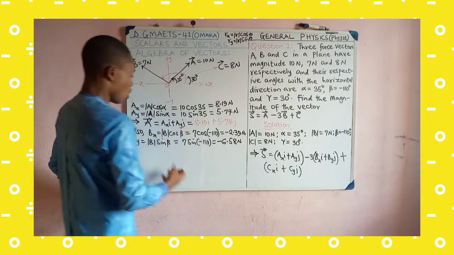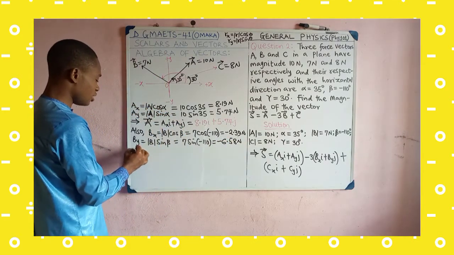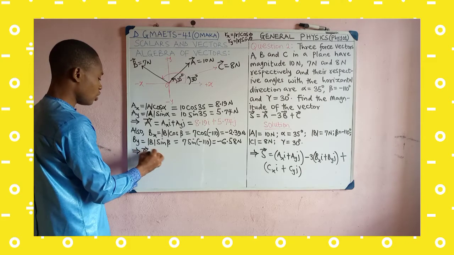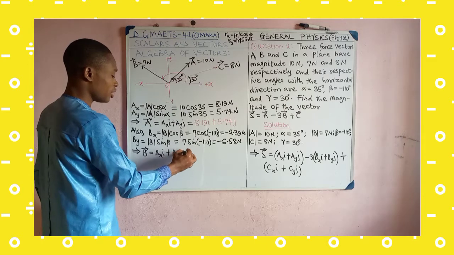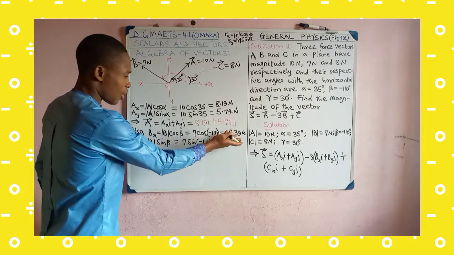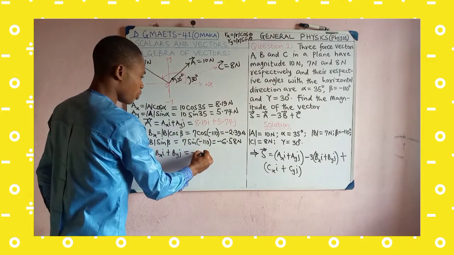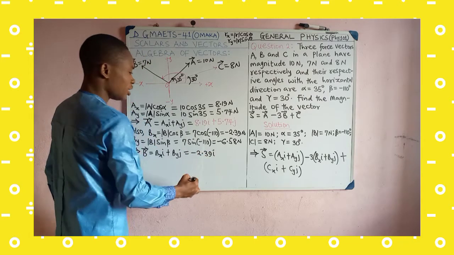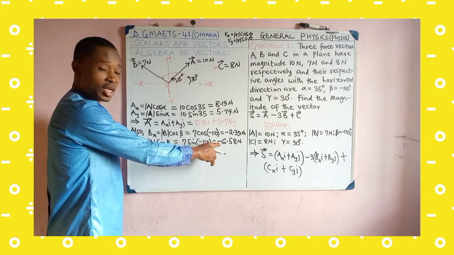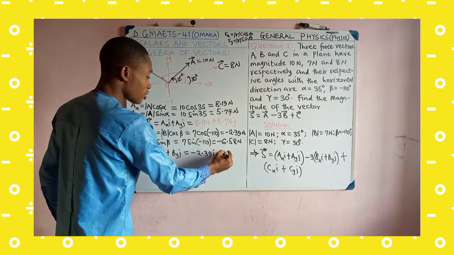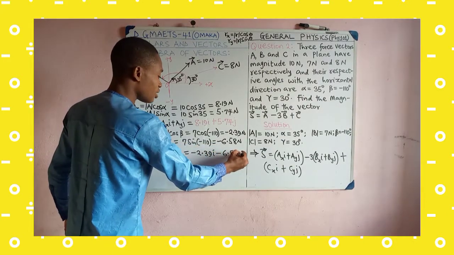Once again, we can write the displacement vector for B, which of course will be Bxi plus Byj. Now, where is our Bxi? Our Bx is minus 2.39i, then it's meant to be plus the By value, and the By value is minus. So the minus will change that plus to minus 6.58j.